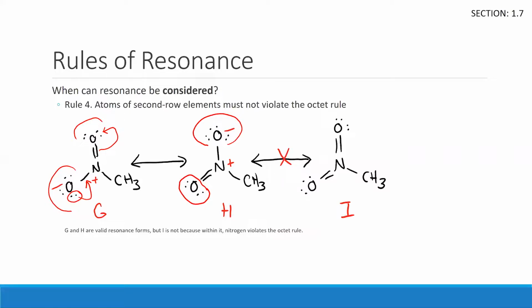However, if we look at structure I, you can see that nitrogen is forming 1, 2, 3, 4, 5 bonds, and it has no charge on it, which is incorrect. If you actually calculated the formal charge for this nitrogen, it would be incorrect. It should not be 0. And it is completely violating the octet rule. So it has the wrong formal charge.